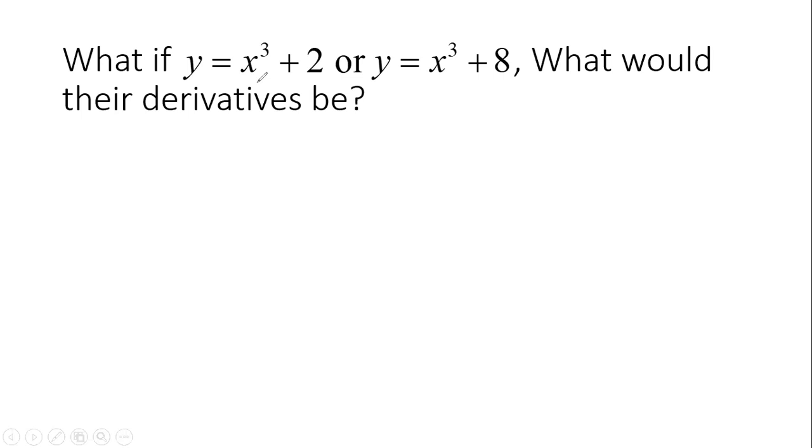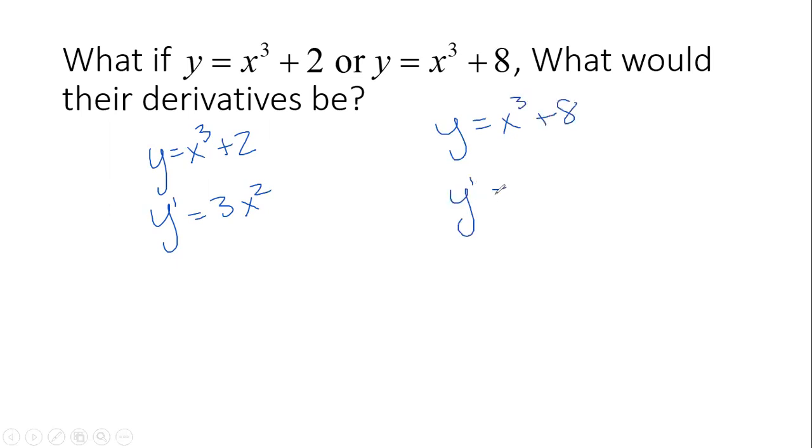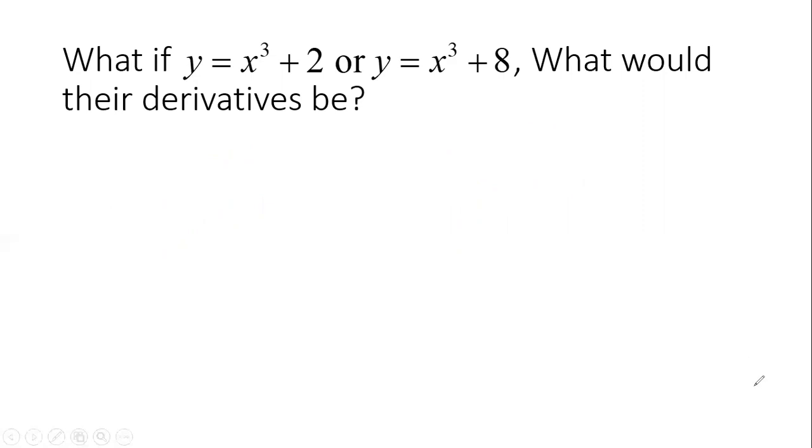We're looking at the function y is equal to x cubed plus 2. Then we're going to find that our derivative here is going to be 3x squared. We're looking at the function y is equal to x cubed plus 8. We're going to get that our derivative here is going to be 3x squared. Now, both of these get the same derivative, but they represent 2 different functions. So essentially what we're looking at here.